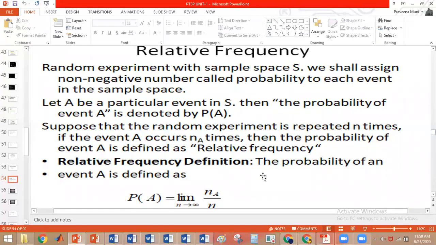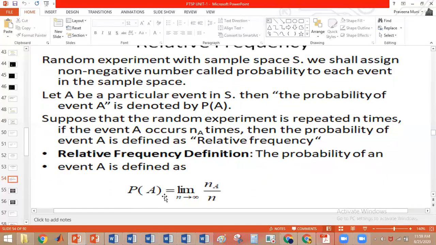In the case of relative frequency, probability is defined as the limit as n tends to infinity of Na by n. Na is how many times that particular event occurs, divided by how many times the experiment is conducted. So the experiment should be conducted an infinite number of times.